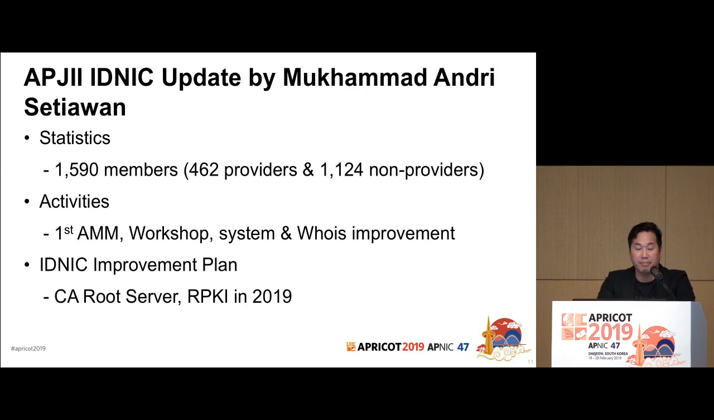And next, the APNIC NIR update by Mohammed Andri. They have 1,590 members, and they hosted the first annual member meeting and provided active workshops for members, and they are focusing on system and who is improvement. And they are going to have a CA root server this year, and also implement RPKI.